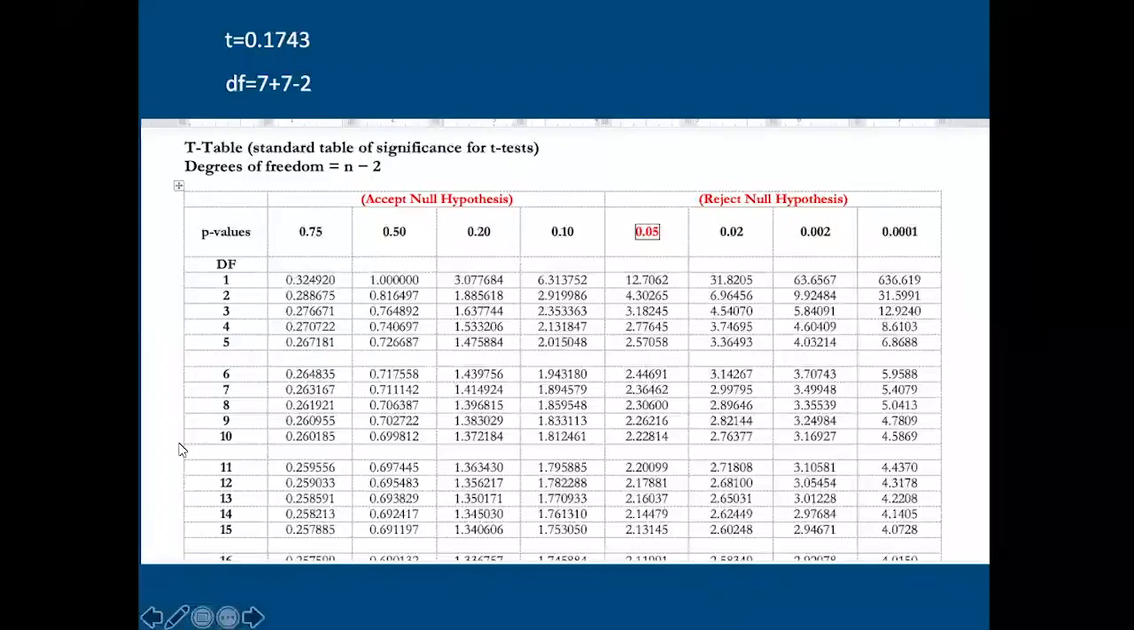Now we're going to look here in row 12 in the degrees of freedom column. We're going to go across this row looking for our t-value, 0.1743. And we can see the t-values go up as you go across the table. And in fact, our t-value would fit right here in this row. We follow up to the top of the column to find our p-value.